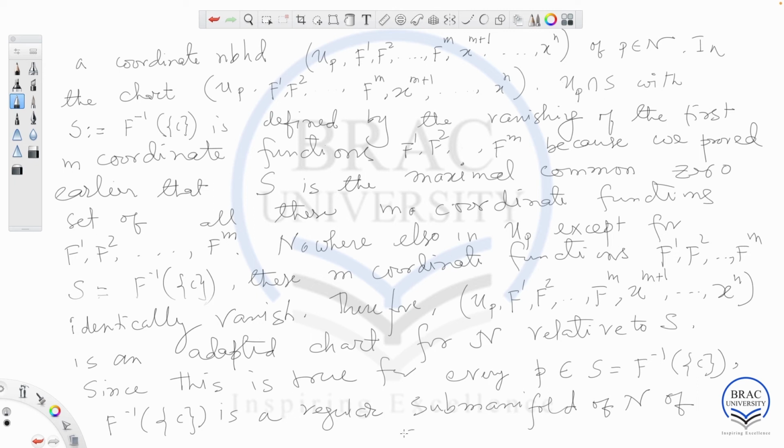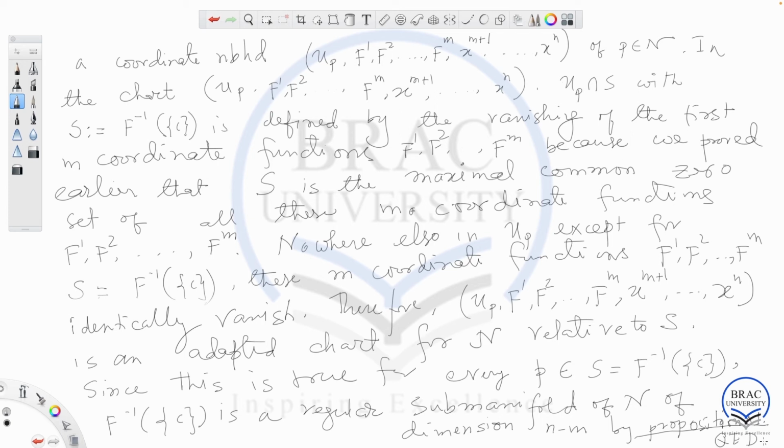of dimension n minus m by proposition 1 that we proved in segment 1. Proposition 1. Okay, QED. Good. So we have successfully proved regular level set theorem.